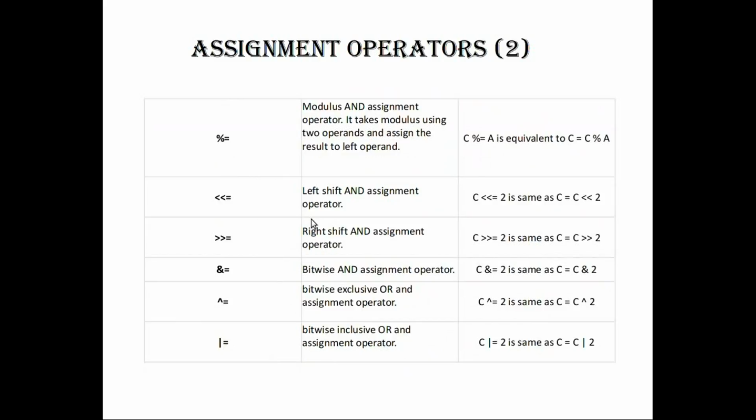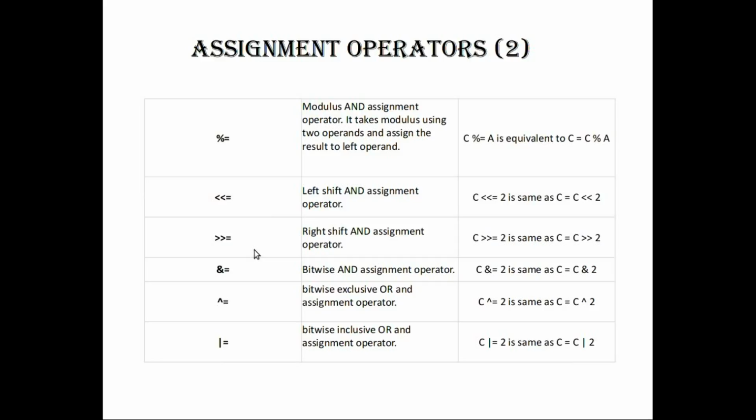Same thing with the shift, the logical operators. This one takes in an operand to the left and an operand to the right. In this case, we see C left shift equals 2. So it's going to shift C by 2 bits to the left, and then assign the result in C.